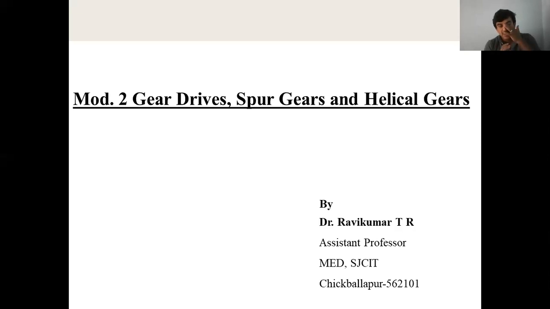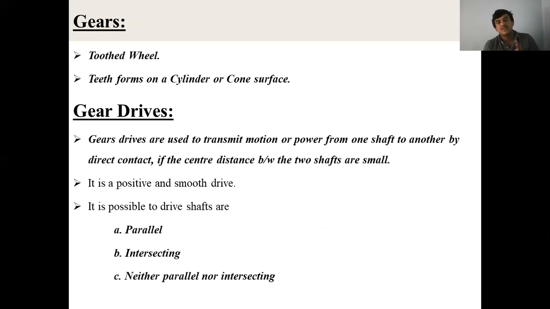Yeah, last class we discussed, we started module 2, gear drives and the design of spur and helical gear. We started the topic, right? Gears are nothing but toothed bodies, with teeth formed on a cylindrical or cone surface. Those components are called gears. A gear drive is a mechanical power transmission device. It transmits both motion and power between two shafts when the gears are in direct contact with each other and the distance between the shafts is small. Those drives are called gear drives.